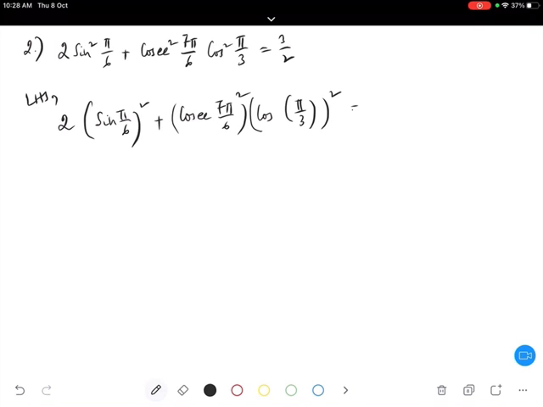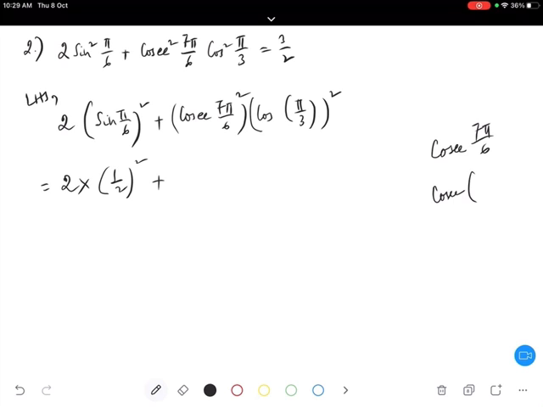Sine pi by 6 is how much? Sine 30, again the same thing. That is half. Yes, 1 by 2. Now the next one is a problem. What is the value of cosec 7 pi by 6? Are you sure? Somebody said 2. Let's see whether he's correct or not.